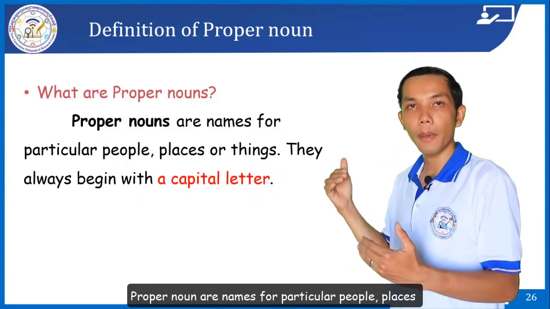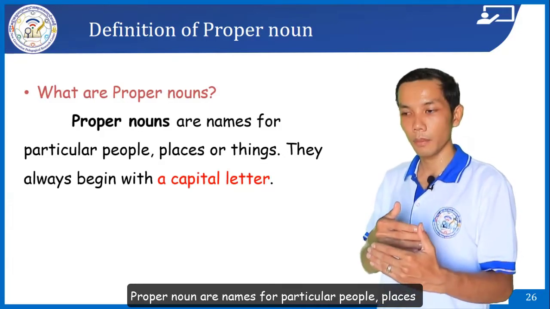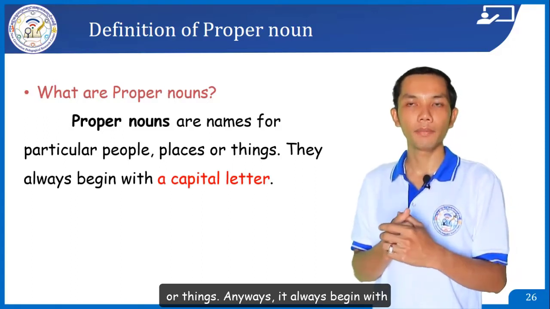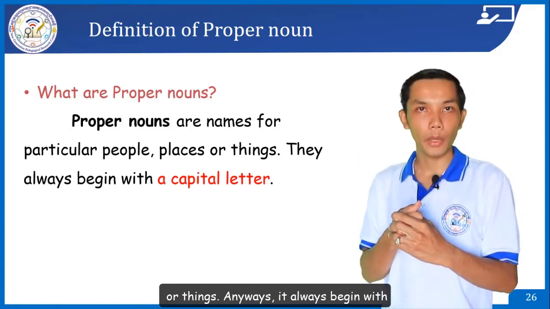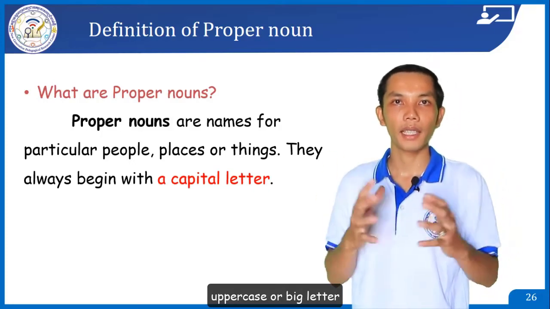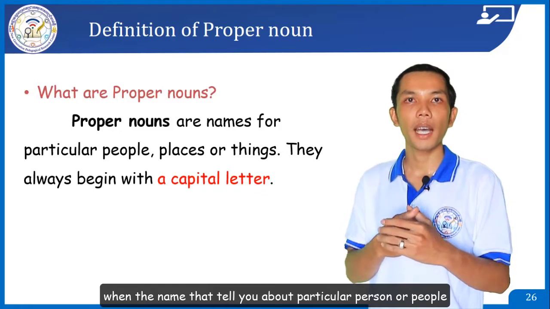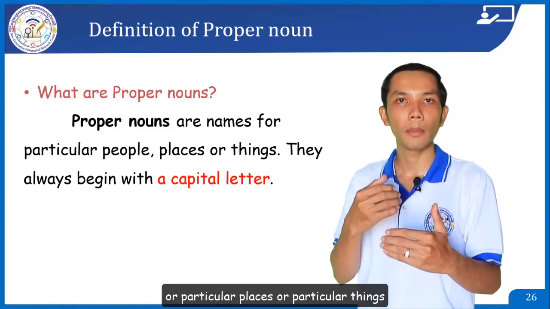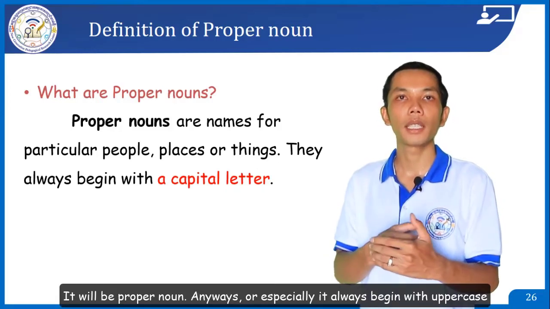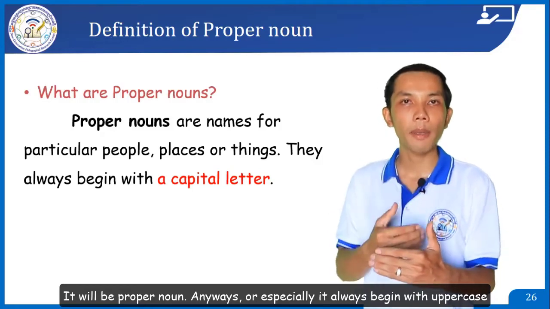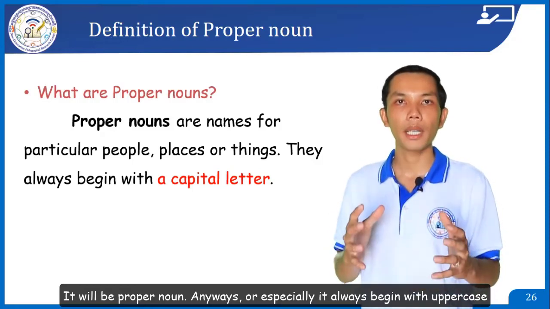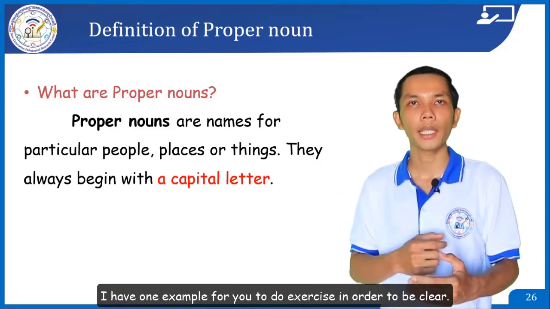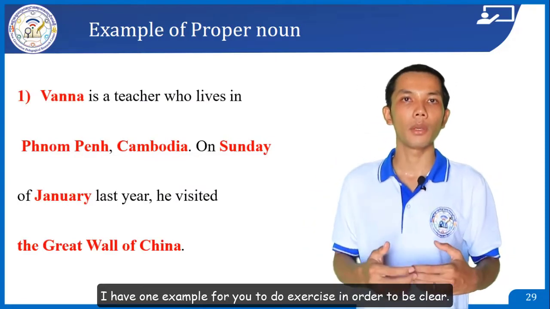Okay, everyone, a proper noun is a name for particular people, places, or things. Anyway, it always begins with an uppercase letter, or we can say a big letter. When the name that I tell you is about a particular person or people, or particular places or particular things, it will be a proper noun. Especially, it always begins with uppercase in the sentence. After you learn about proper nouns, I have one example for you to do an exercise in order to be clear about what a proper noun is.